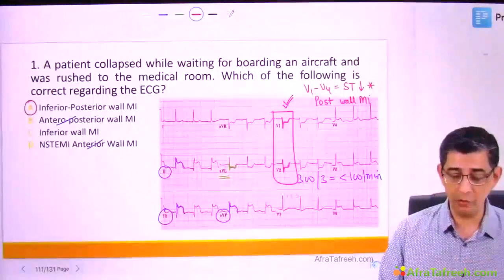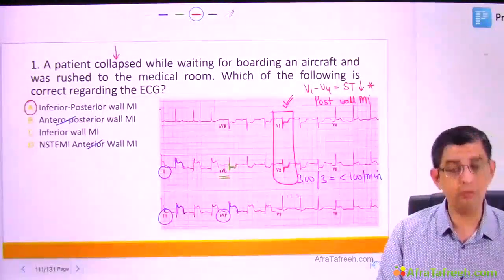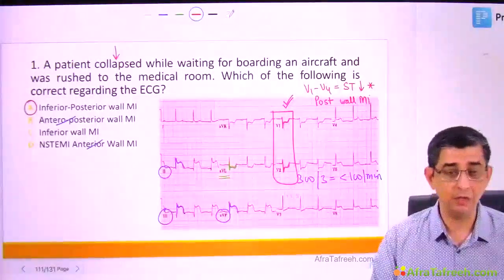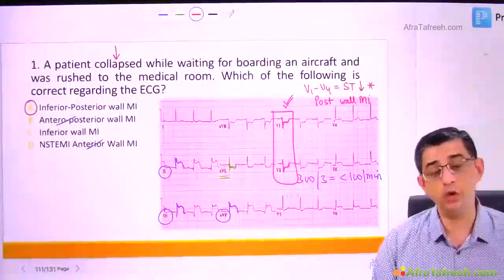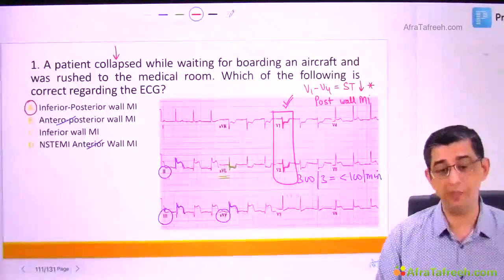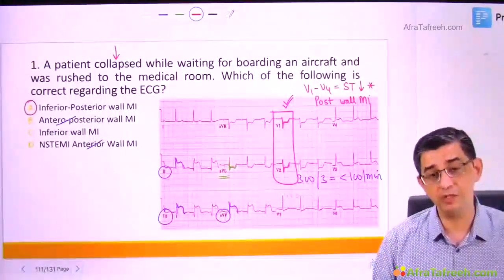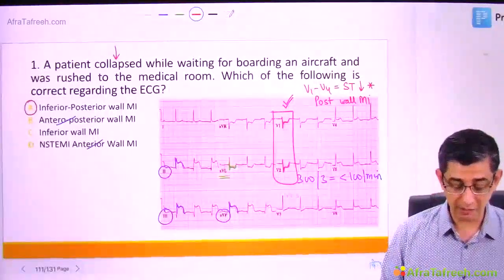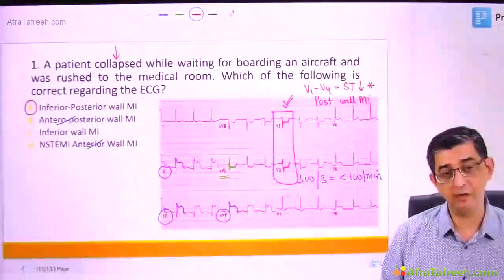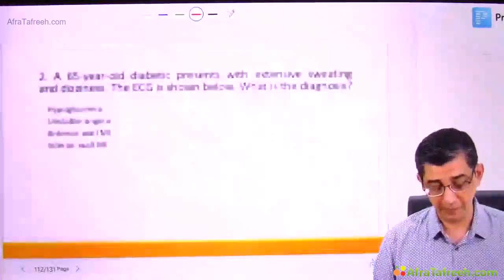So the point is, when you read about a crashing patient, you have to think in terms of a tachyarrhythmia, you have to think in terms of a cardiac event like a coronary artery getting blocked and an MI developing in a patient, which was very much obvious in this case. The answer is A, as explained to you, because of the findings highlighted in red.